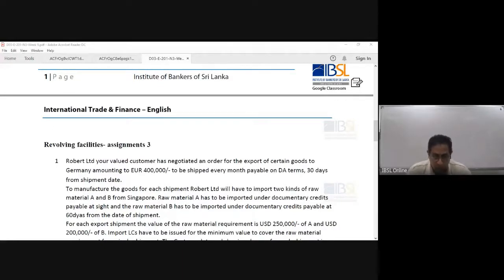Right. I'll read out the question. Modern Garments Limited, a manufacturer and exporter of garments in Sri Lanka, has signed a sale contract of children's garments with a buyer in Germany. The agreement calls for 60 days credit facility.